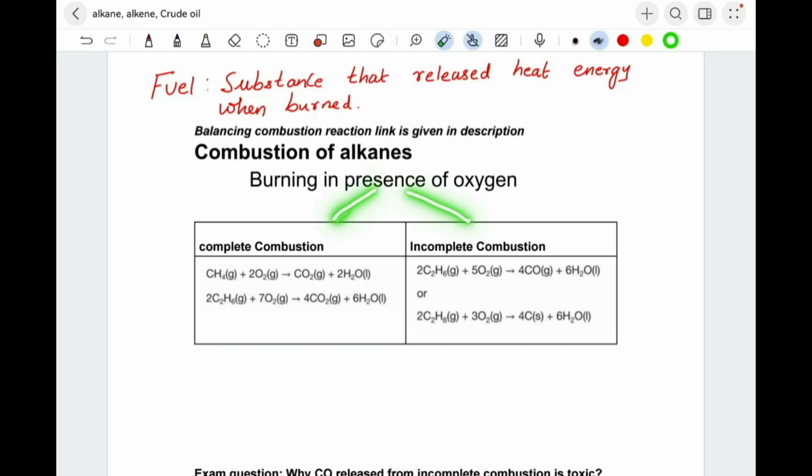Burning in the presence of oxygen leads to 2 types of combustion: complete combustion and incomplete combustion. For a complete combustion to take place, we need sufficient oxygen. An incomplete combustion occurs due to lack of oxygen or insufficient oxygen. Remember, a complete combustion always gives out carbon dioxide and water. An incomplete combustion always gives carbon monoxide or carbon, and water.